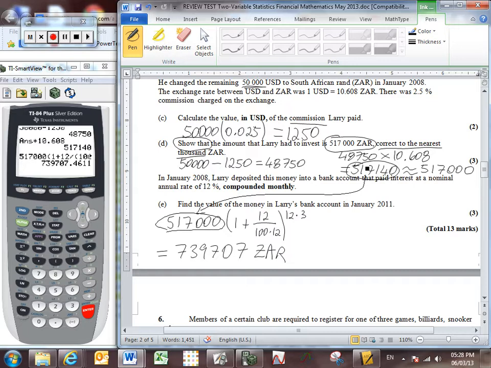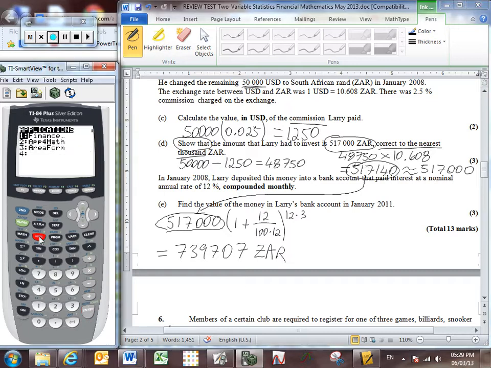Now, I said I would show you the finance method, so let's say apps, finance, TVM solver. So let's see, if we're compounding monthly, that's 12 times each year, and it's happening over 3 years. That's a total of 36 compounding periods have occurred. The interest rate is 12% per year. The original value of the deposit was negative 517,000, if I'm using the approximate amount so I can compare it to what I've already found. Payment's always zero now in the new version of this course.